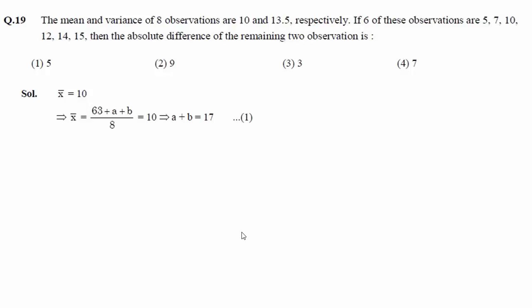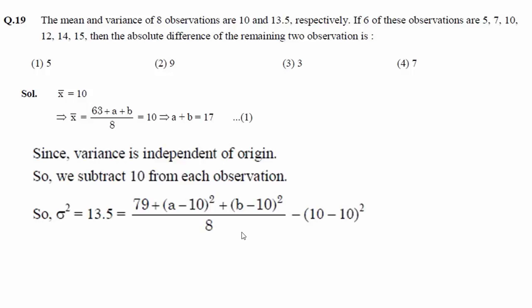It is given that x bar equal to 10. Therefore, x bar equal to (63 plus a plus b) divided by 8. That is average. This implies that a plus b equal to 17.